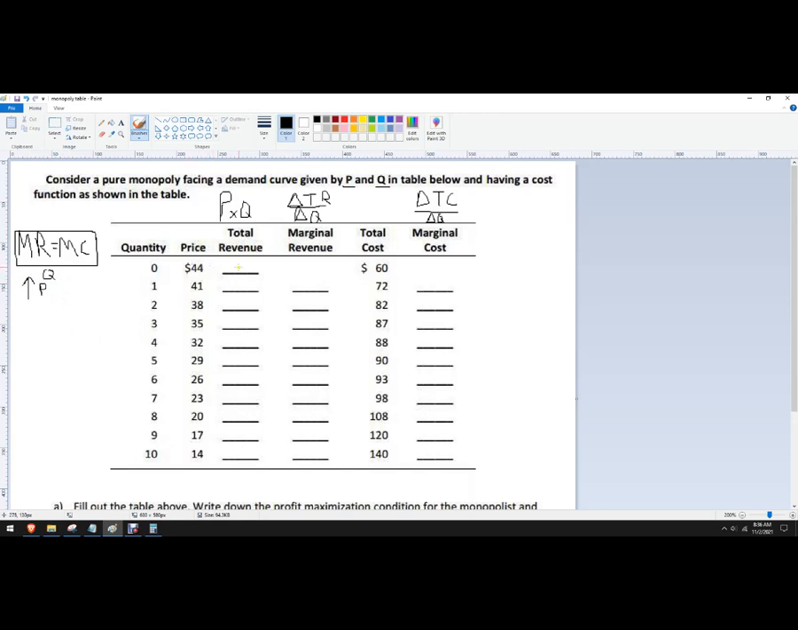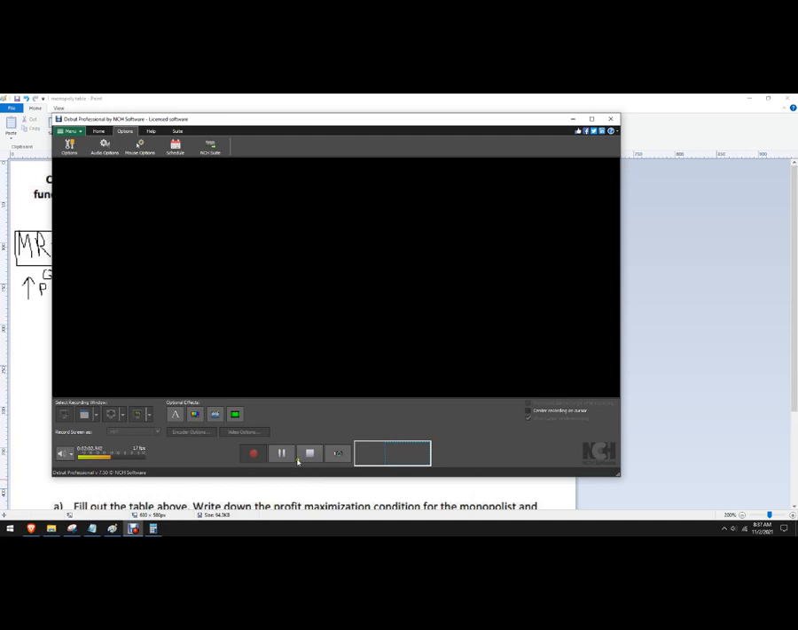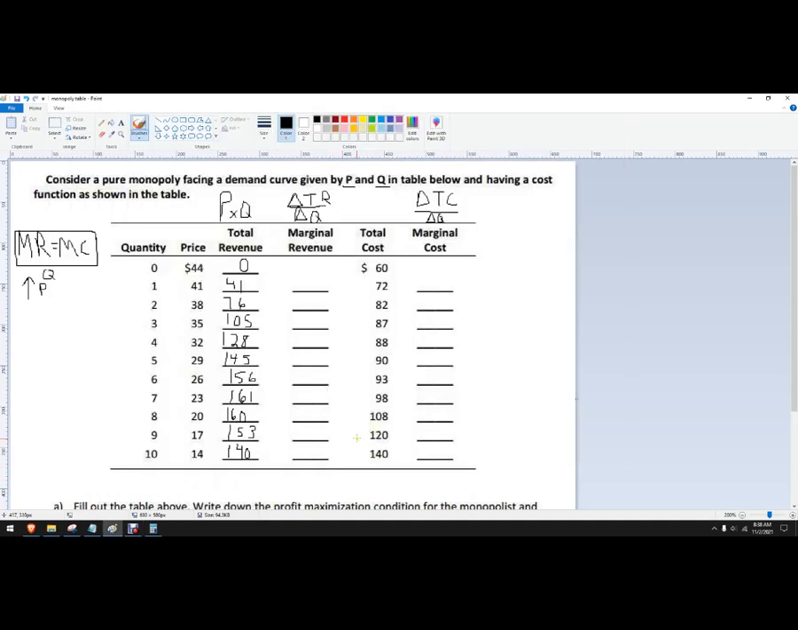Okay, so let's start filling in the table. This is 0, this is 41, this is 76. What I'm going to do now is pause the video and fill in the rest of those so you're not just watching me do arithmetic. Okay, and through the magic of video, I should have filled in the rest of those.